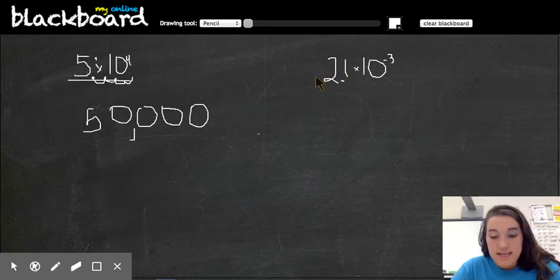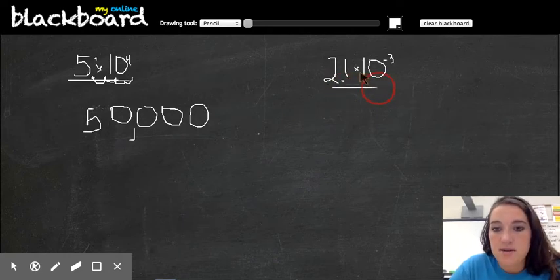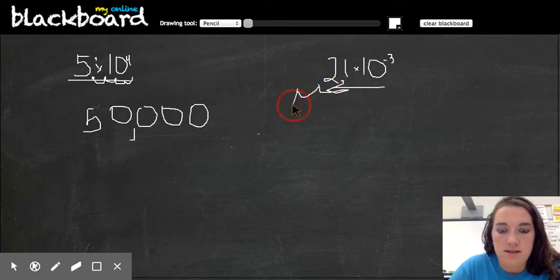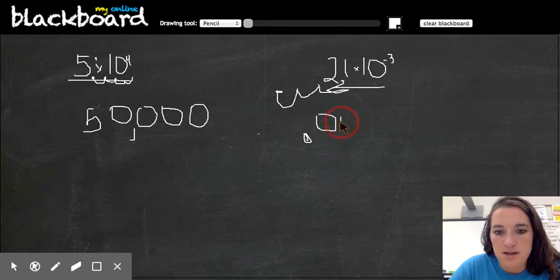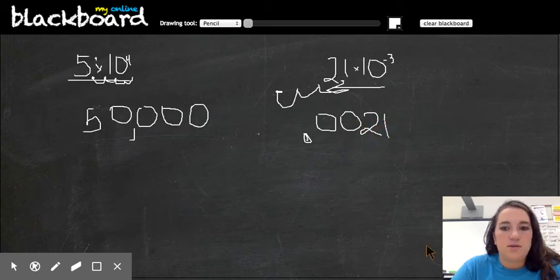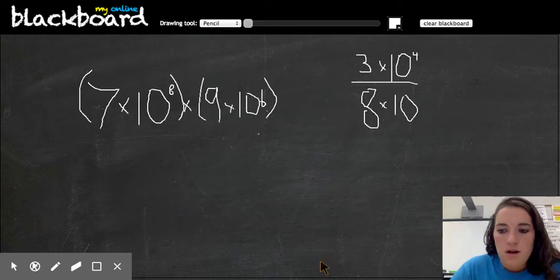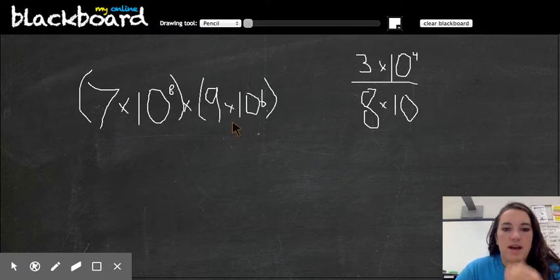In this one, I have 2 and 1/10 times 10 to the negative 3rd. Now it's going to be really small, so I'm going to move it to the left 3 times. 1, 2, 3. And then I'll put my decimal where I've moved it. Remember, I'm moving my decimal, so you always put the decimal where it ends up. And I put zeros in the place, and then 2, 1. So it'll be 0.0021.